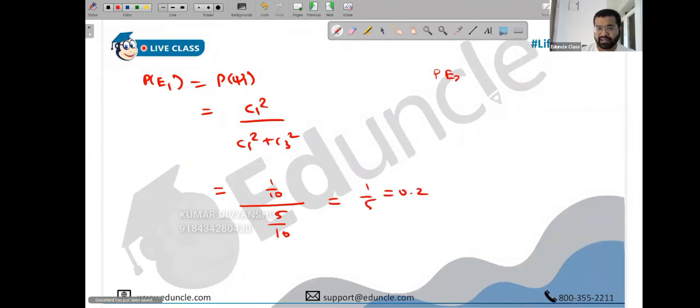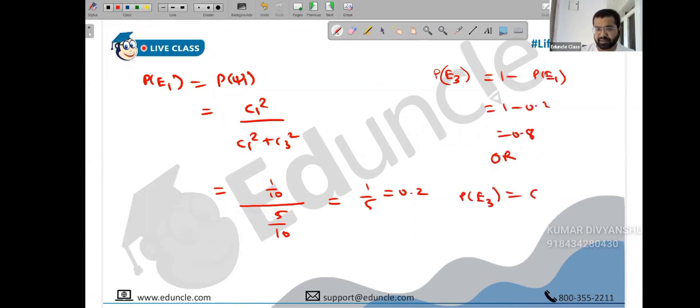And probability of E3. There are only two wave functions. I can directly write 1 minus probability of E1. So this would be 1 minus 0.2. Answer would be 0.8. But you can also check using the formula. This would be C3 square upon C1 square plus C3 square. What is C3 square? That's 2 by root 10 square, that's 4 by 10. C1 square plus C3 square, that's 5 by 10. 10 gets cancelled, 4 by 5, 0.8 anyway. So getting 0.8 either way.